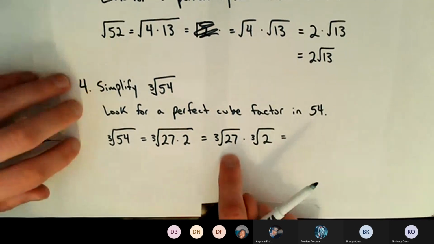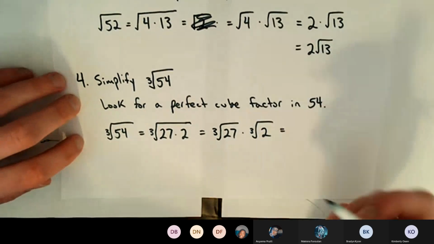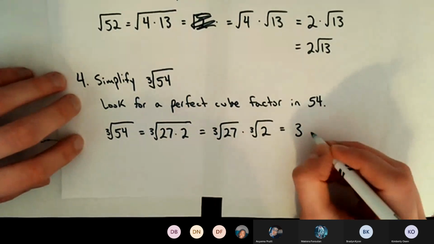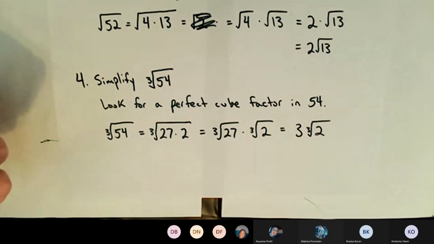3 times 3 times 3 is 27, so that means what number times itself 3 times gives 27, and it is a 3. And then I'll just say with the cube root of 2 attached, which cannot be simplified any further. So that's how you can deal with these numbers.